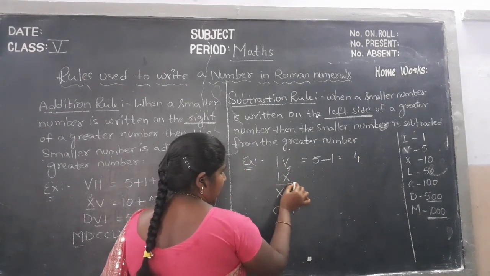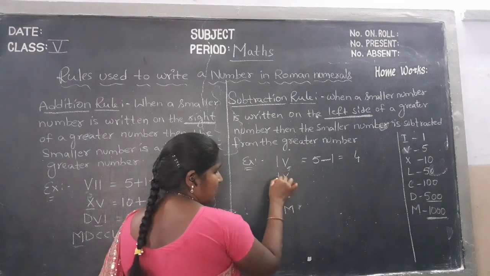And next, children, 10. X means 10. On the left side of X we have a smaller number.